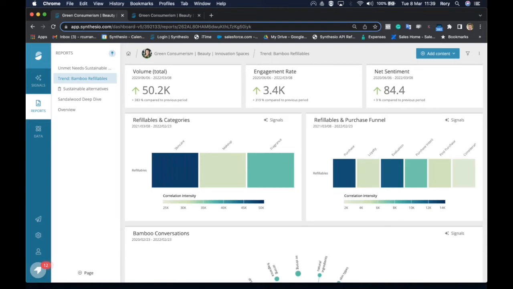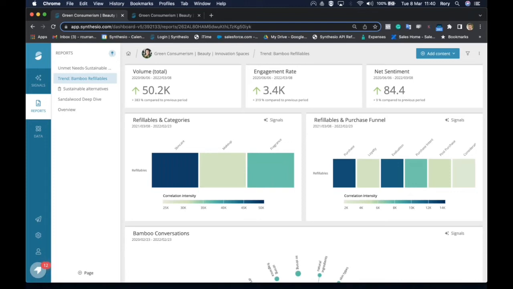But what are the barriers to entry? We've heard from a lot of brands. We know that a lot of organizations are interested in shifting towards a more sustainable solution. However, the barriers to adoption have perhaps been a little bit stronger than we anticipated. So here, using our correlation map, we can see when people are speaking about bamboo, when it comes to refillables, what are the categories in which they most frequently talk about? Very heavily associated with skincare, but also fragrance and to a degree makeup.